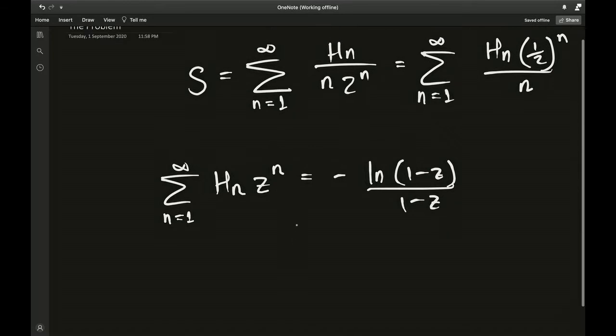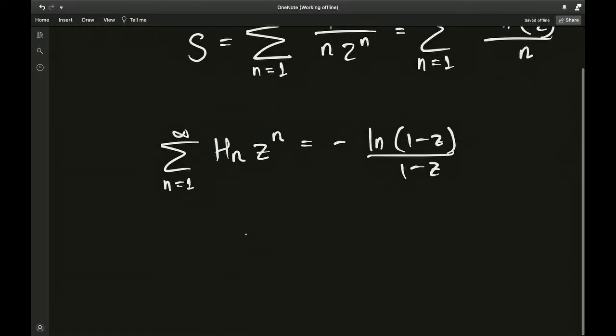Okay, now the challenge here is that in this one there is an n in the denominator, so how do we generate a stray n in the denominator? What operation or what process do we use? We use integration.